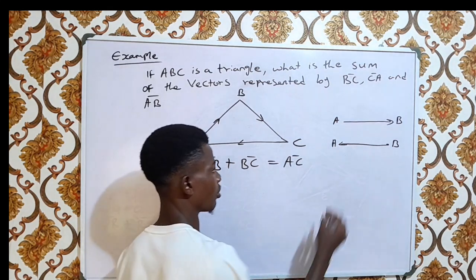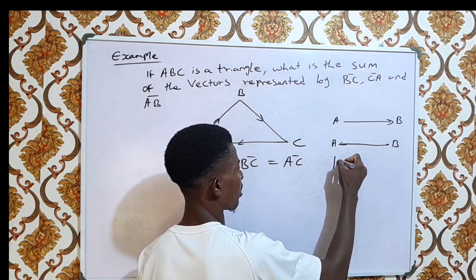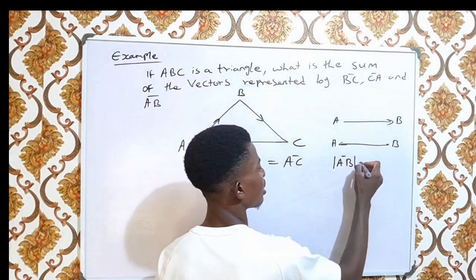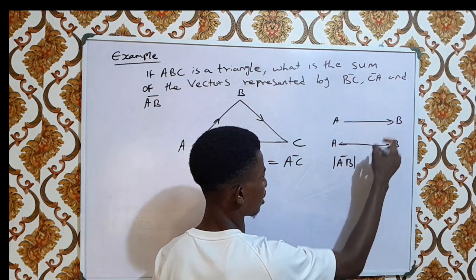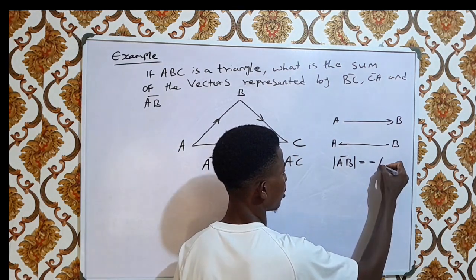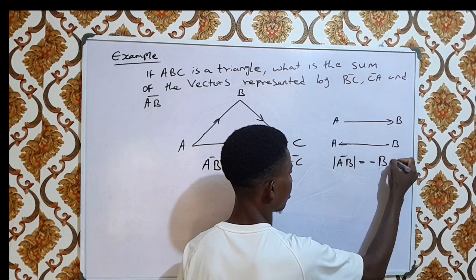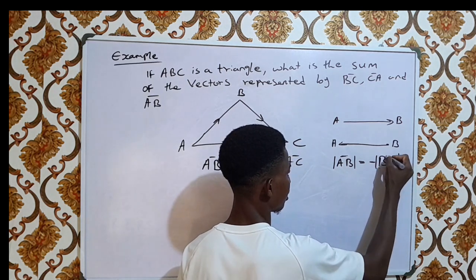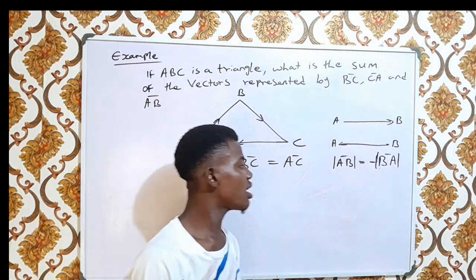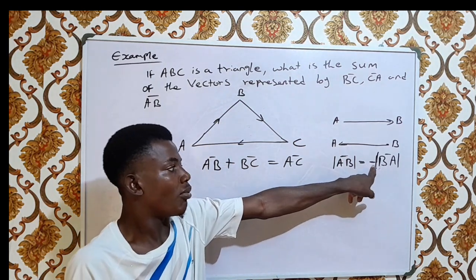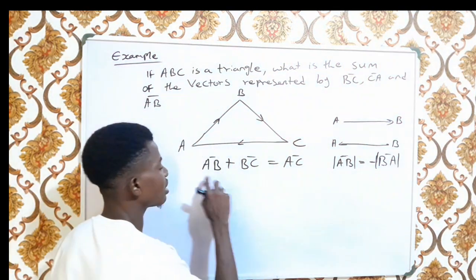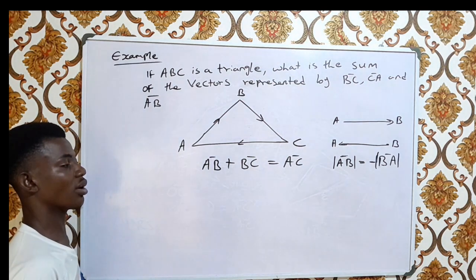Under the negative vector, we said that AB, remember they are moving from A to B in this one, is equal to negative BA. Remember that this vector is moving from B to A. So this AB is equal to minus BA.